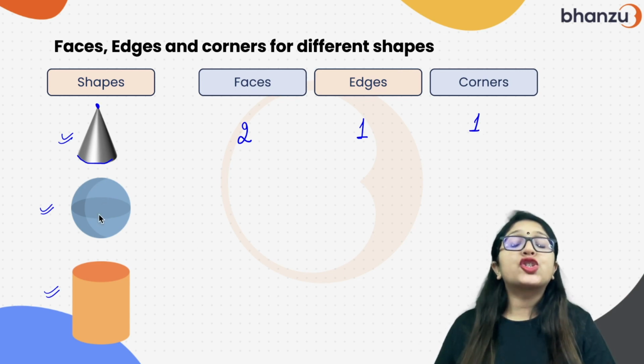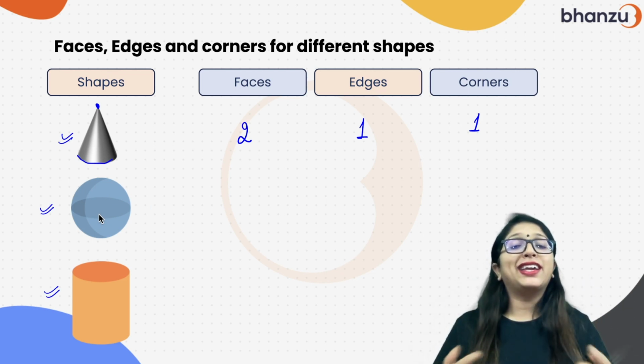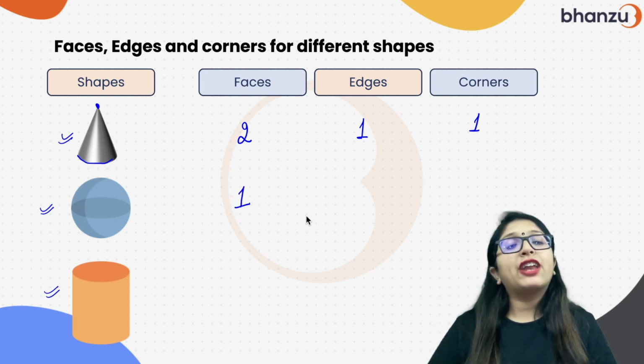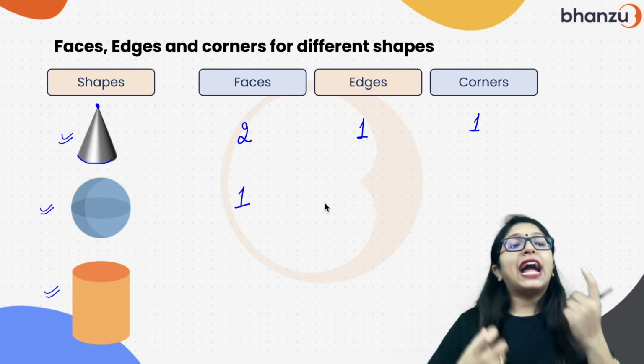Now we will talk about sphere. In sphere we just have one face only, right? Just one face all around. So we will write only one face. If there is only one face, that means there is no edge, right? Where the faces meet, that is an edge.